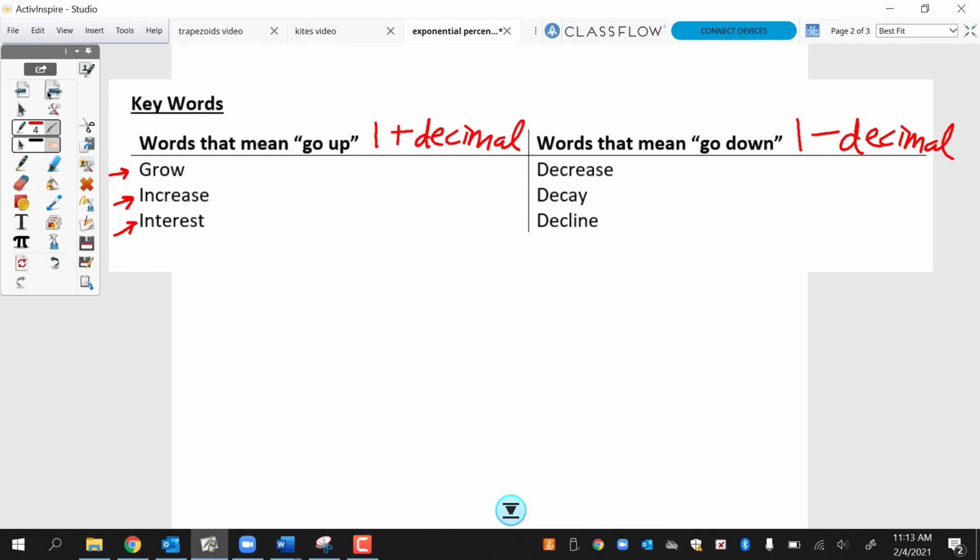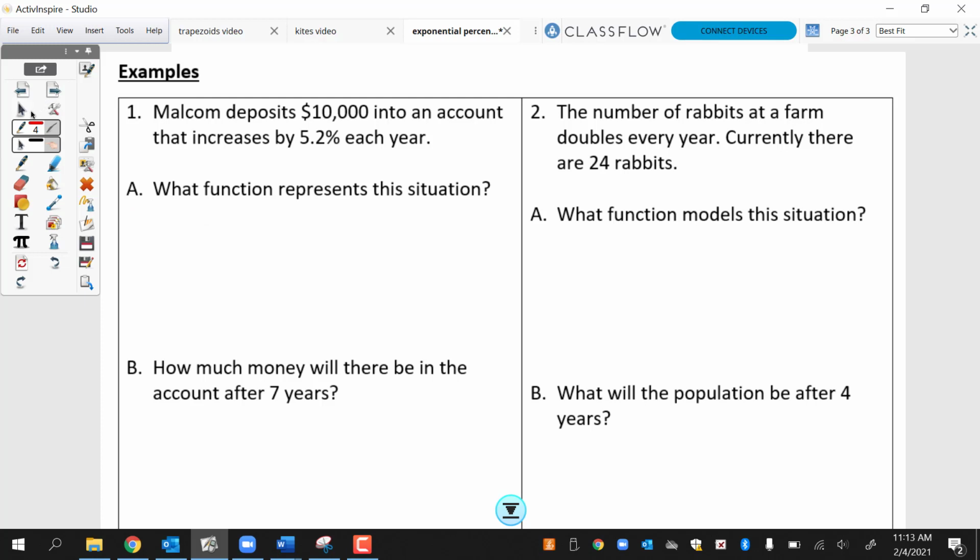So with all this in mind, let's actually try a question. It says Malcolm deposited $10,000 into an account that increases by 5.2% each year. What function represents this situation? Well, we're going to do our exponential. So I need to know the y-intercept and I need to know the rate. So for my y-intercept, I'm looking for the beginning number. How much money did he start with? Well, that's why it says deposited $10,000. That's going to be my y-intercept.